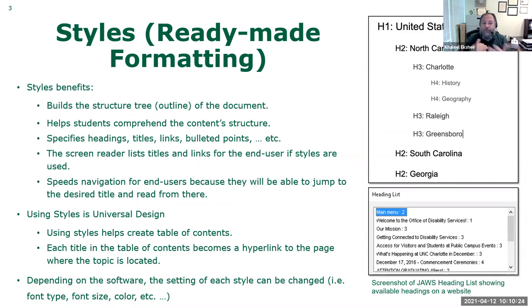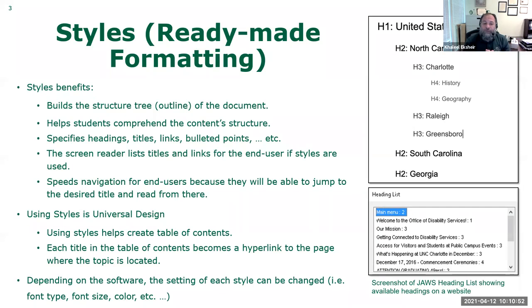It will speed up their navigation and help them interact with the internet and electronic content, just like a user who has sight. Now, we consider using styles a universal design approach. When you talk about universal design, you are talking about features that help end users, regardless of their abilities or disabilities, and also you as an author.